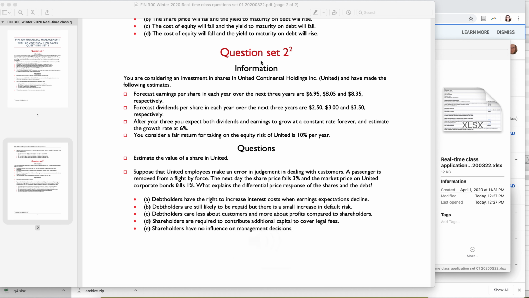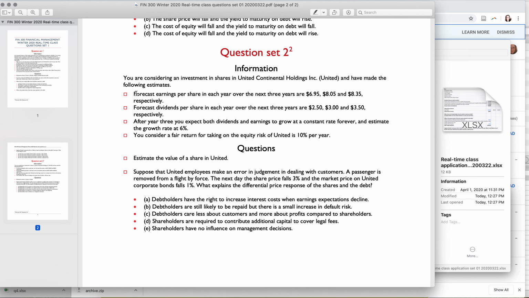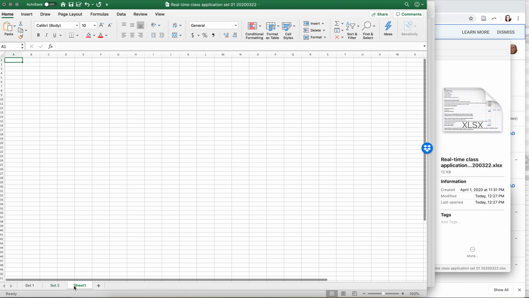This is question 2 from question set 1, which is a little confusing, but that's okay. This is part A. We're going to estimate the value of a share in United. We have some information about forecast earnings per share and forecast dividends, and then we have some growth rate, and we have our cost of equity, which would be the discount rate. So let's pull up, this is the solution, but let's do it from scratch.